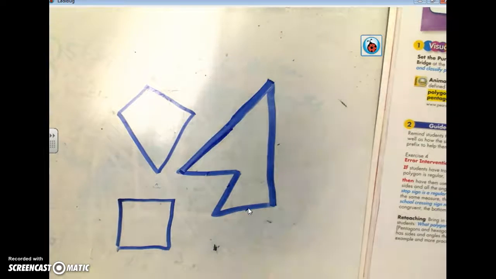How do I determine if it's a regular polygon? What makes up a regular polygon again? All sides are the same. So, on your board, draw me a regular polygon.